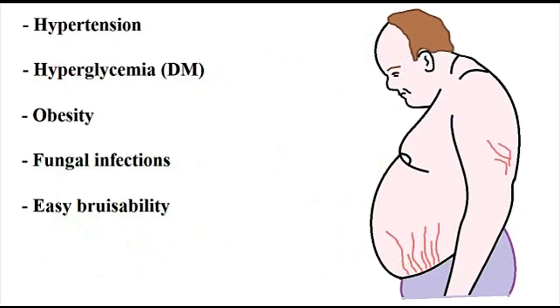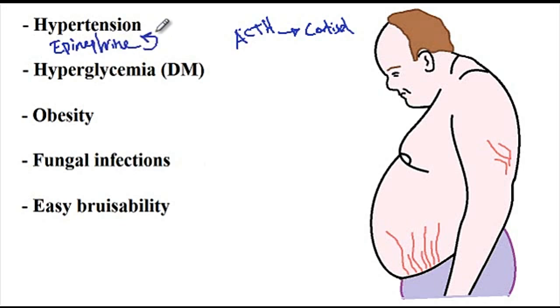To summarize the findings, in patients with Cushing disease, since there is an elevated level of ACTH production, ACTH will act on the adrenal cortex and increase the production of cortisol. As a consequence, these patients can present with hypertension, and hypertension is seen due to the permissive effect of cortisol on epinephrine, and epinephrine will induce hypertension.